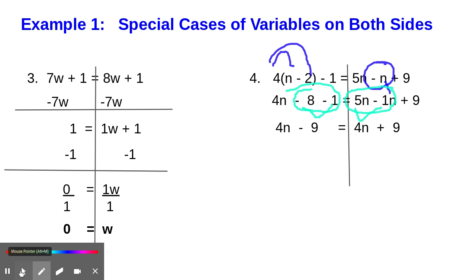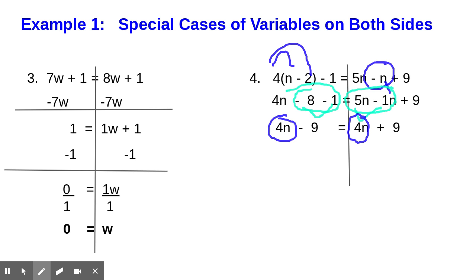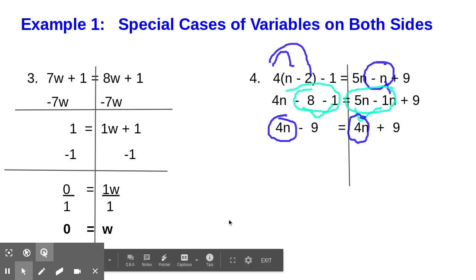Okay, so as you can see here, I distributed, I combined my like terms, and now this is the baby bear mama bear step. Well, if you take a look closely, you have a positive 4n on the left and a positive 4n on the right. Which is your baby bear, which is your mama bear? At this point, you should say, well, they're both the same. They're going to cross each other out, so here's my next step. I'm going to subtract 4n to both sides.